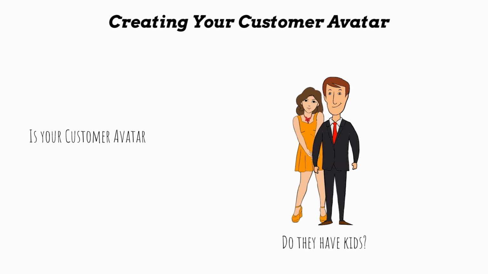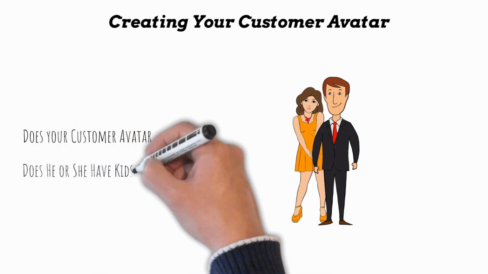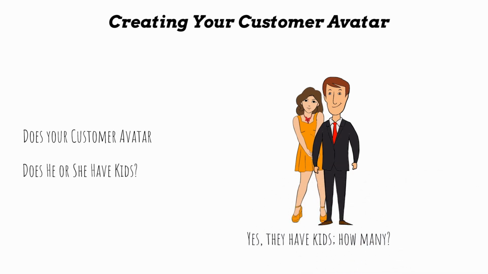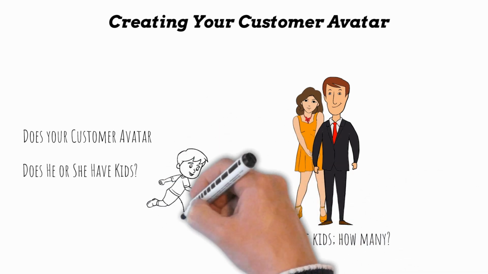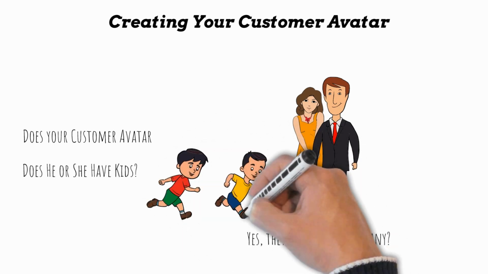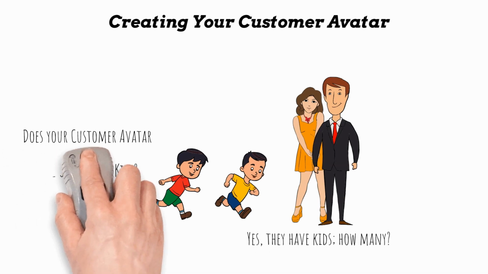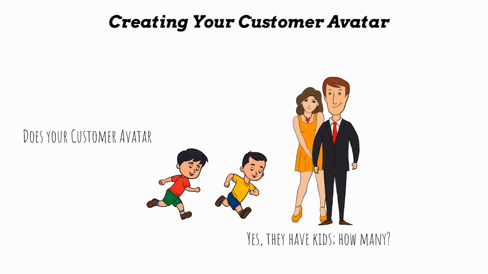If they're married, do they have children? If they have kids, how many do they have? Are they boys? Are they girls? Are they young? Or are they old? Are they still at home? Or are they away from home now?